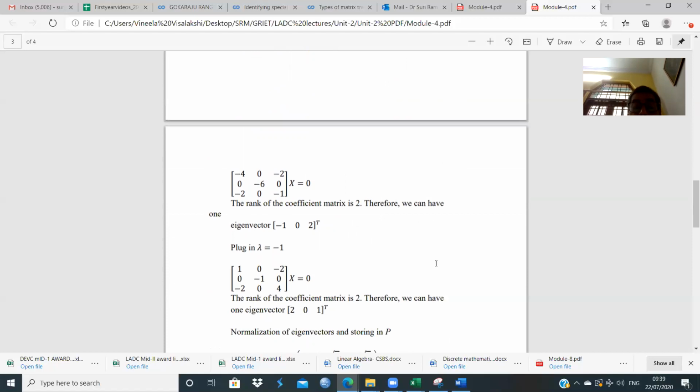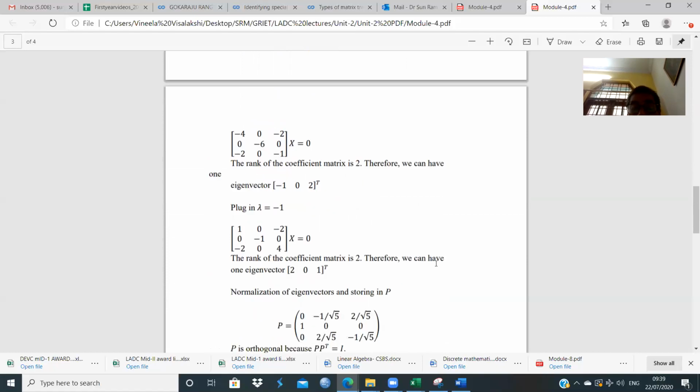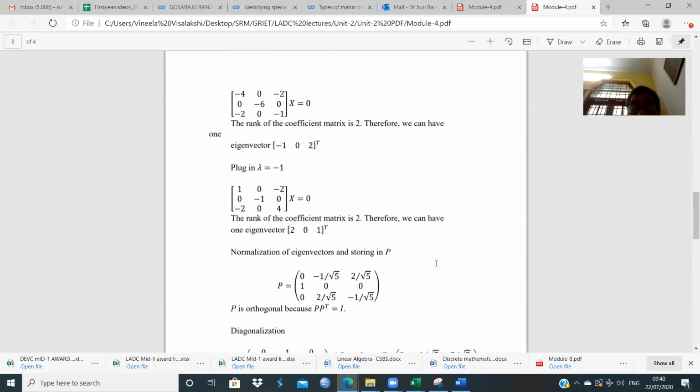Whereas, when you take the second eigenvector, minus 1, 0, 2, the length of this vector is root 6, therefore you will have to divide that with root 6, and then the last one, root 5 rather, and the last vector also will have length root 5. So divide all of them by root 5 and the matrix P is ready. One can check that P is orthogonal by verifying P into P transpose is equal to I.